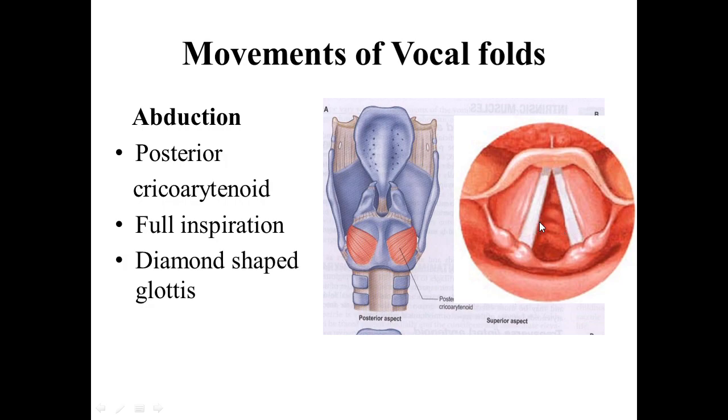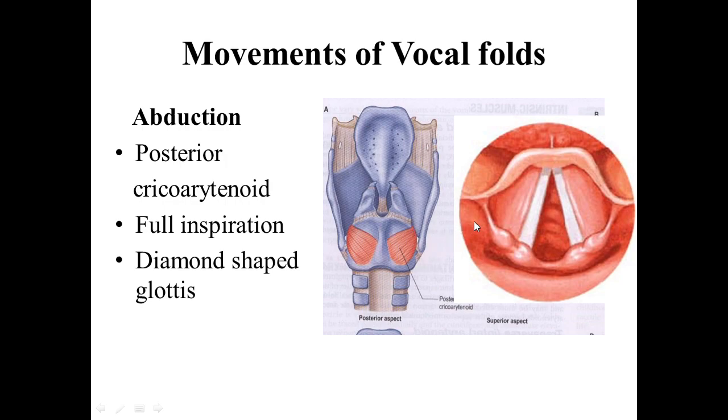And as it abducts the vocal fold, it allows the air entry, and therefore this muscle is called as safety muscle of the larynx. In paralysis of this muscle, the vocal folds remain adducted and the patient will suffer from suffocation. So, posterior cricoarytenoid muscle is called as safety muscle of the larynx.